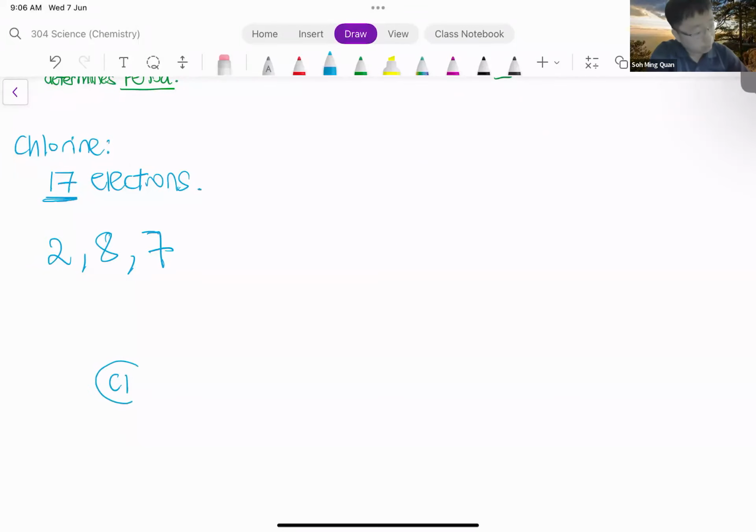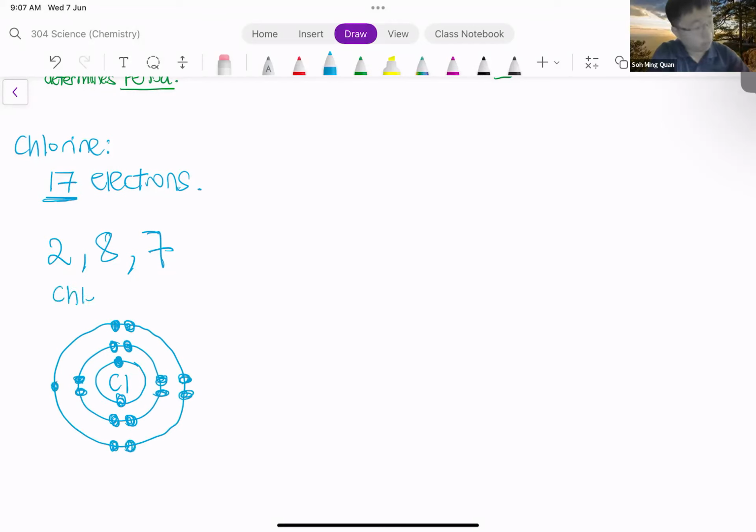So chlorine is 2, 8, 7. This is a chlorine atom. So atom means no charge. Whatever you get from the periodic table, in this case, is 17 protons, 17 electrons.